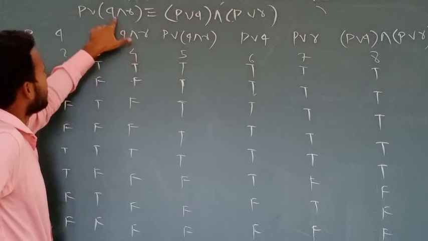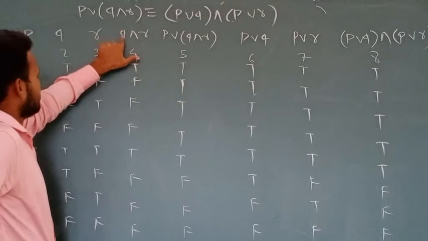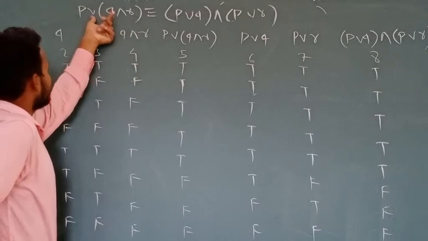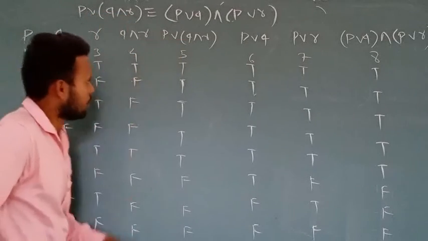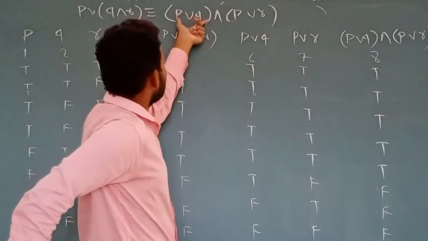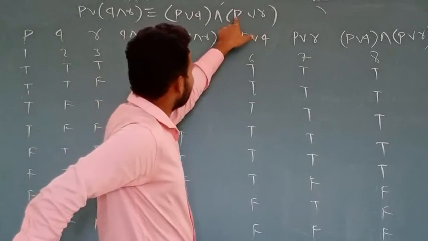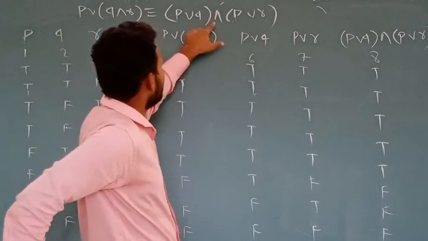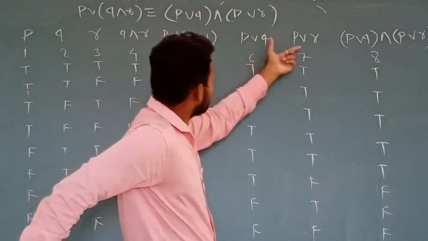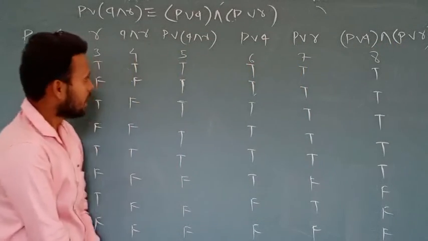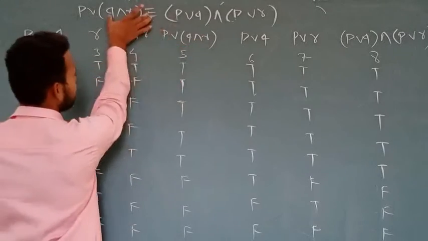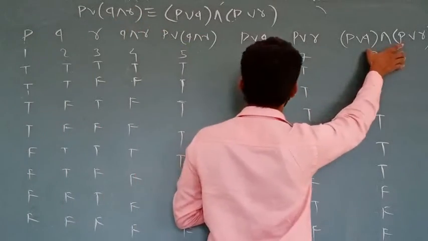Then next we take Q ∧ R, and then its disjunction with P, which gives us this statement pattern in the fifth column. Then next P ∨ Q. Then next we take P ∨ R, and last we take the conjunction between these two statements. We get the last, 8th column. So this one statement we get in the 5th column and this one in the 8th.